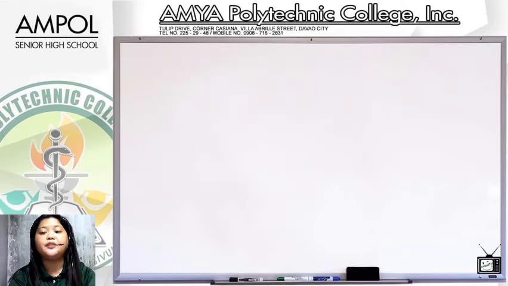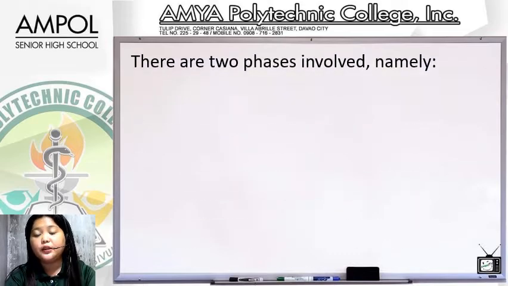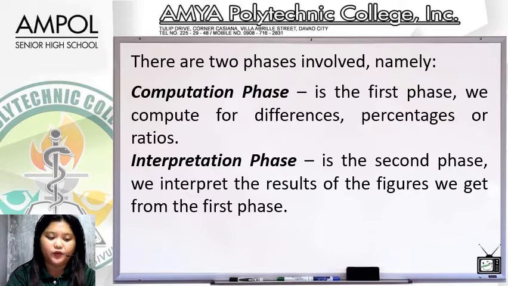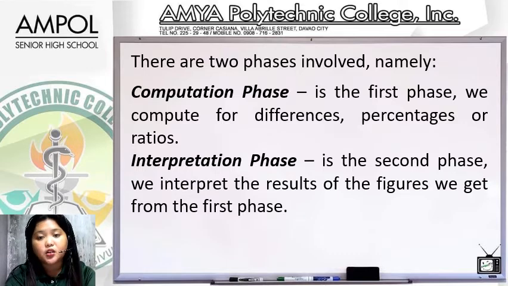And also, we have here the two phases that may be involved. These are namely the computation phase and the interpretation phase. The computation phase is the first phase and interpretation is the second phase. In the computation phase, we are going to compute for differences, percentages, and ratios. And then in interpretation, we interpret the results of the figures we get from the first phase. So after the computation, there should be an interpretation after.